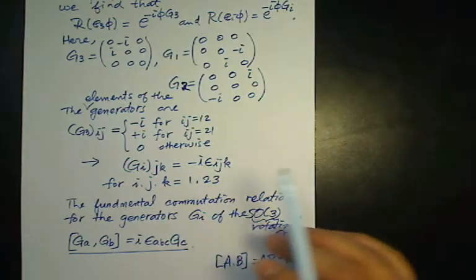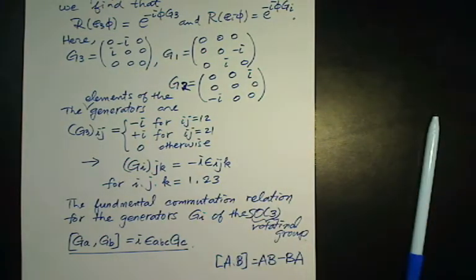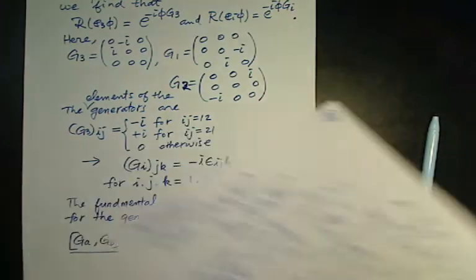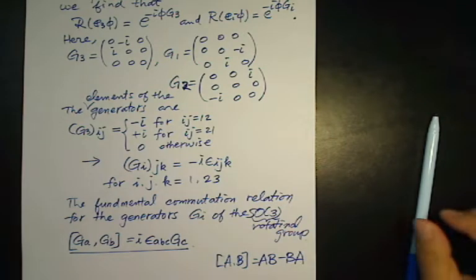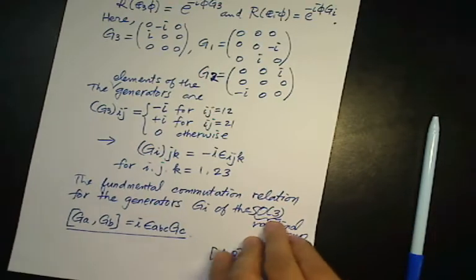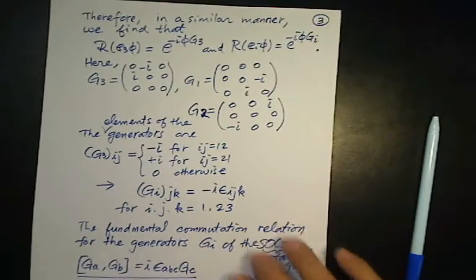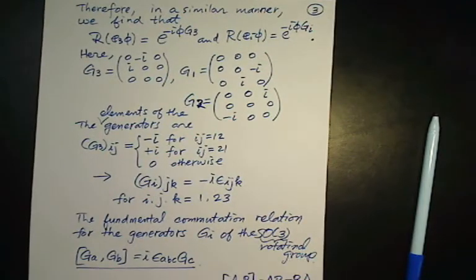Now we call these G's the generators of the rotation group. G1 is the generator for the rotation about the x-axis. G2 is the generator for the rotation about the y-axis. G3 is the generator for the rotation about the z-axis.